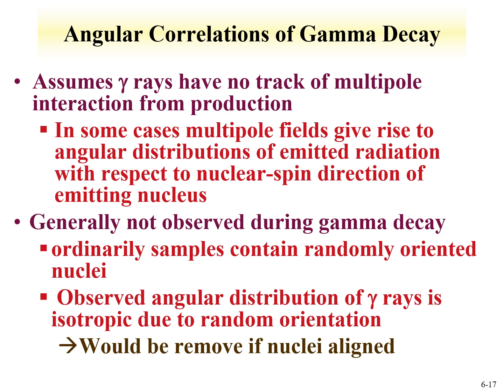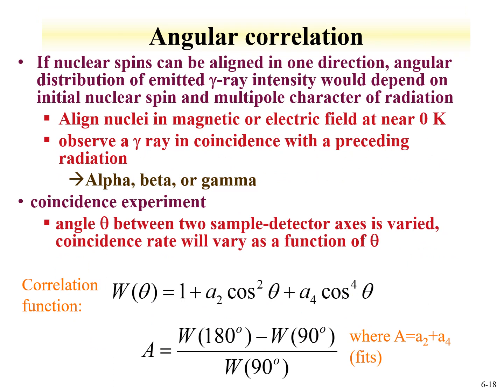This would be removed if samples of nuclei could be aligned and then the gamma ray orientation observed with respect to this alignment. So one can align nuclei by placing them in a magnetic or electric field at low temperature, something close to 0 K, so vibrations would also be limited. You can observe the gamma ray in coincidence with the preceding radiation, either an alpha, beta, or even another gamma. Think about the gamma cascades that you could observe from europium-152. And there should be an equation that describes the correlation.